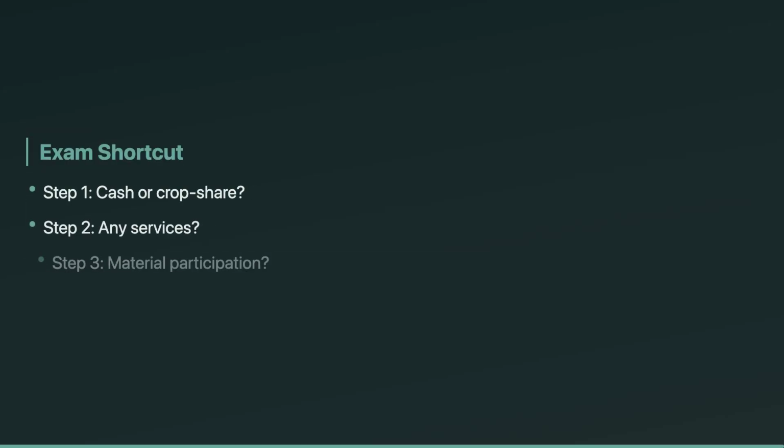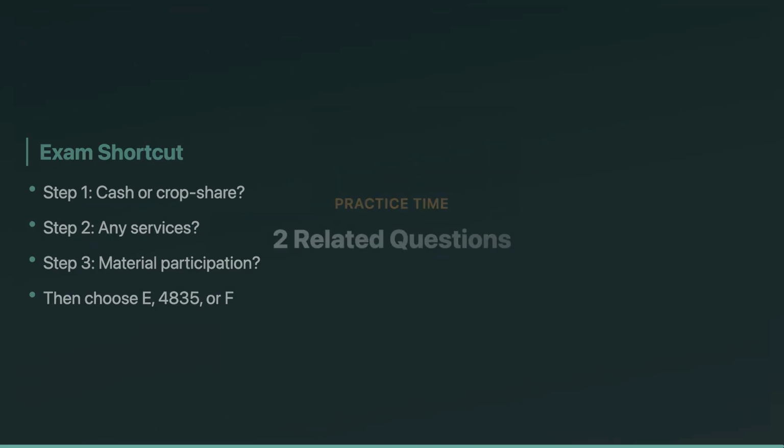A quick decision shortcut for test day. First ask, cash rent or crop share? Cash rent with no services is Schedule E. Crop share with no material participation is Form 4835. Then ask, did the owner materially participate? If yes, override the rental treatment and go to Schedule F. If you follow that order, you'll avoid the most common trap, assuming all farm-related income belongs on Schedule F.